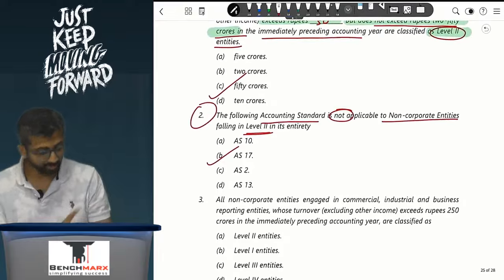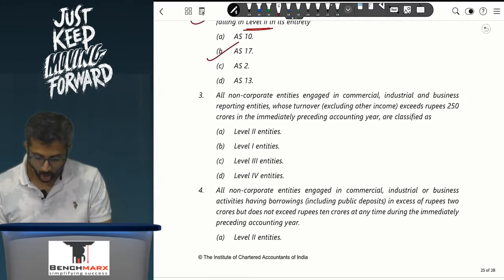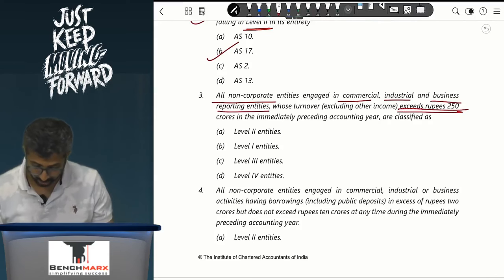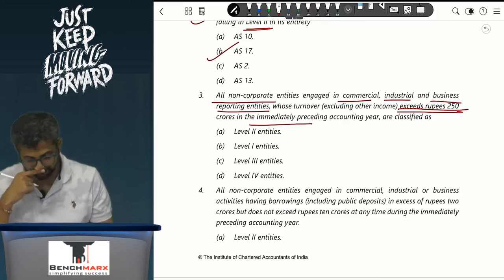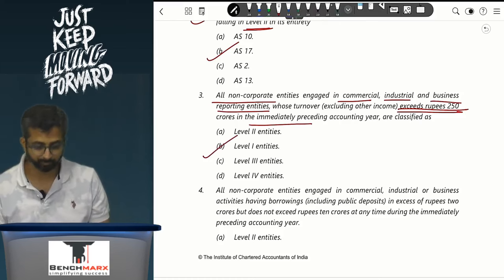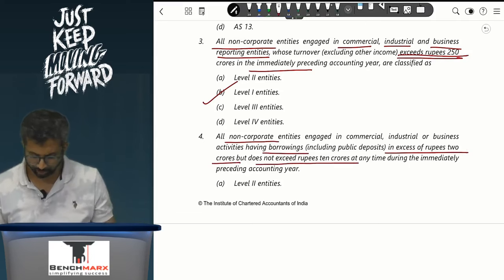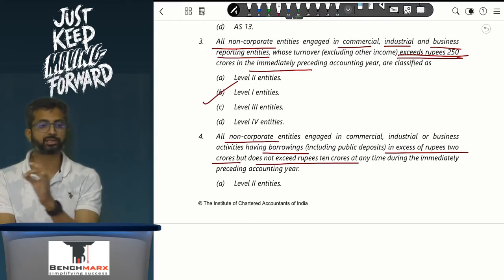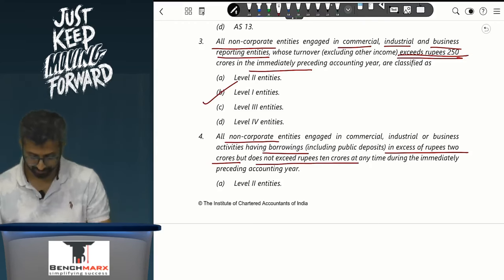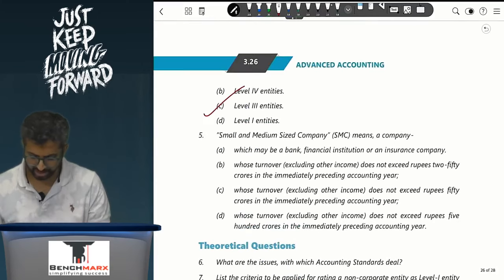Point 3. This you have to revise. Point 2 for sure. All non-corporate entities engaged in commercial, industrial and business reporting entities whose turnover excluding other income exceeds 250 crores in the immediately preceding accounting year are classified as what? Turnover is greater than 250 crores. 1, 2, 3, 4. 1. Option B. All non-corporate entities engaged in commercial, industrial or business activities having borrowings including public deposit in excess of 2 crores but does not exceed 10 crores at any time. Think and answer. Borrowings between 2 and 10 crores comes in which hierarchy? 3. Perfect. So, this is level 3. That is right. Option C.